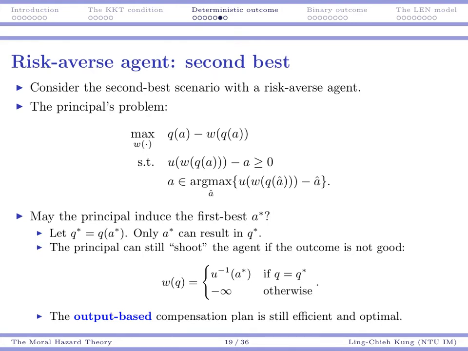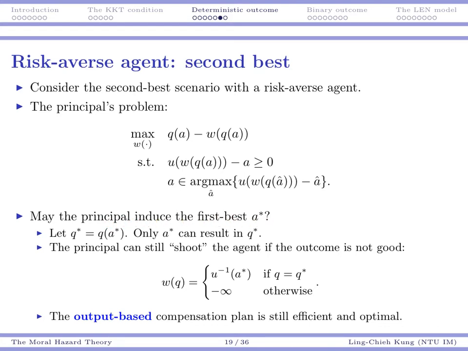And now is second best. The principal cannot choose A directly, so the principal chooses a function. With that function, the agent thinks about how to maximize his own expected profit: I choose A, which decides Q, which decides the payment, and the payment decides my utility, and I have the cost. Again, the principal needs to make sure that the agent will stay and then maximize the principal's expected profit. So now, how may the principal induce the first best effort level?